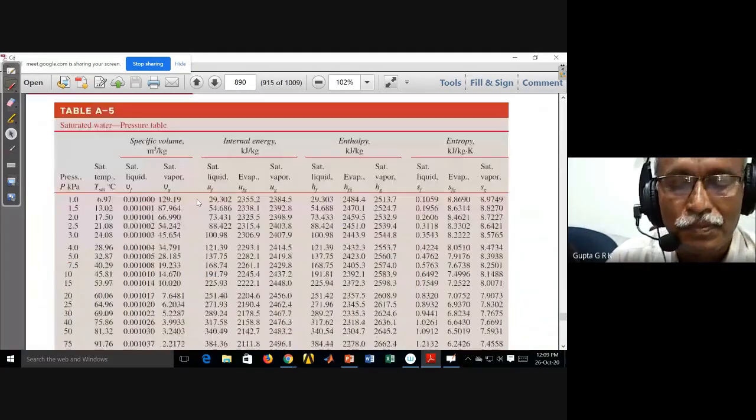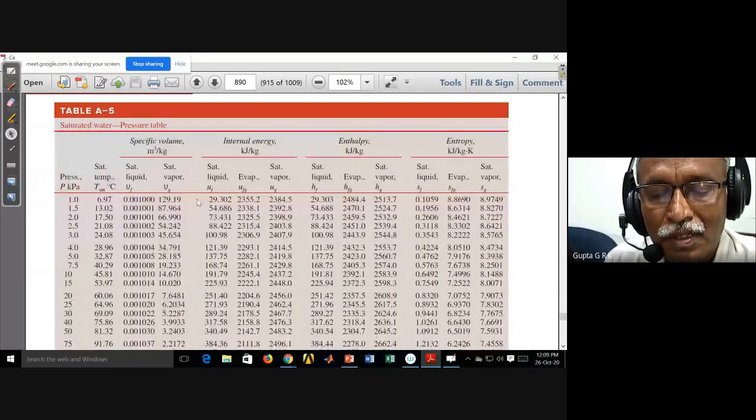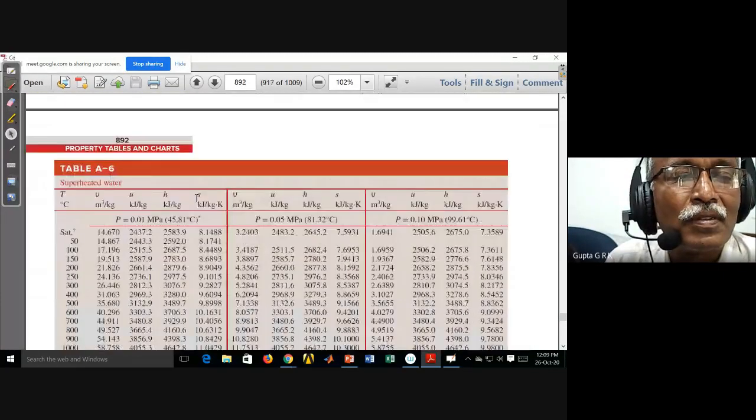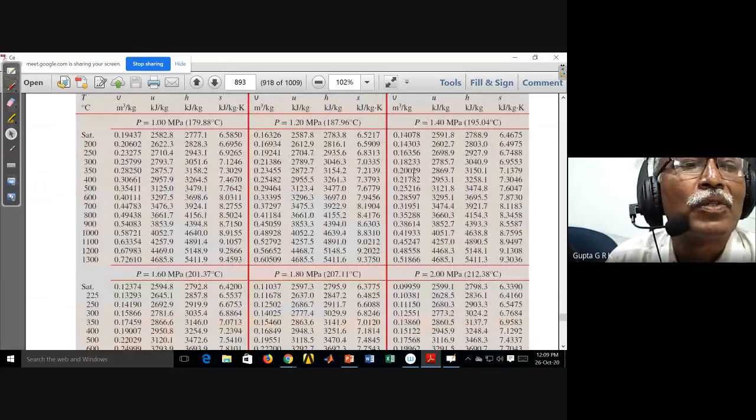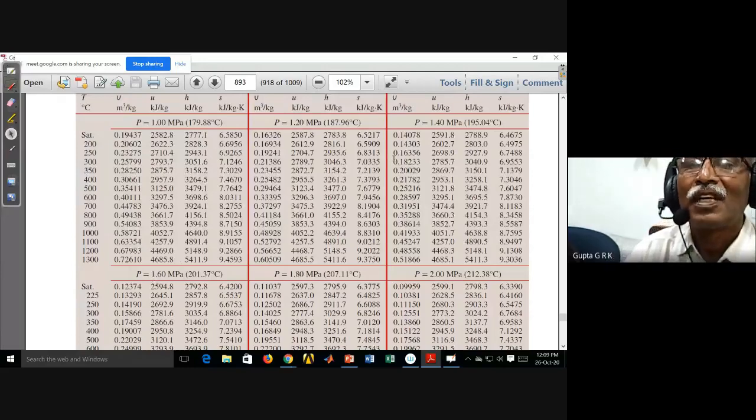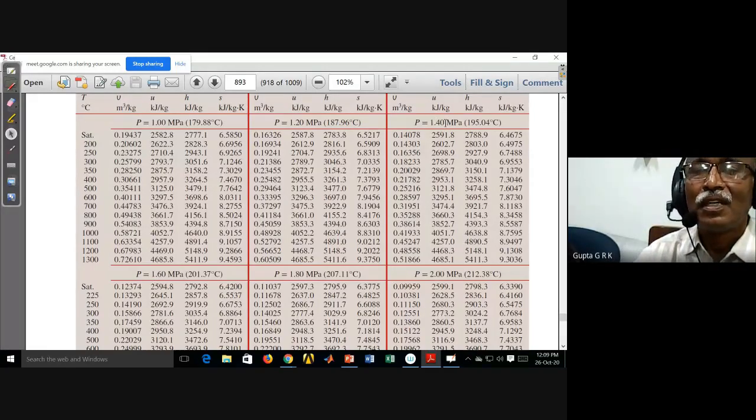We have 1.6 and 1.44. At 1.5 megapascal, 1.45 is not there. So what I have to do is take the 1.4 value and the 1.6 value at 300 degrees centigrade, and take the average. That is, I have to interpolate.